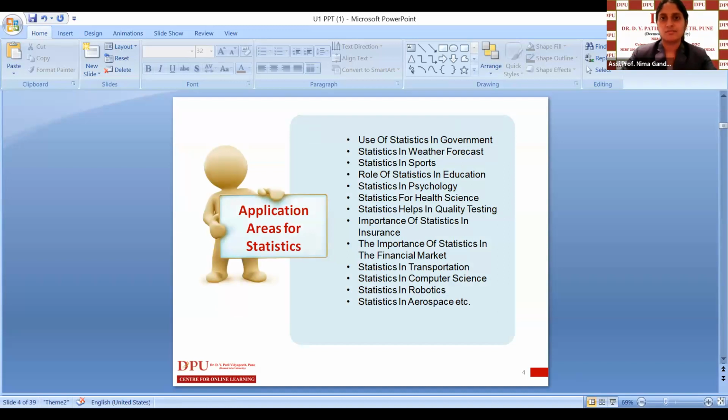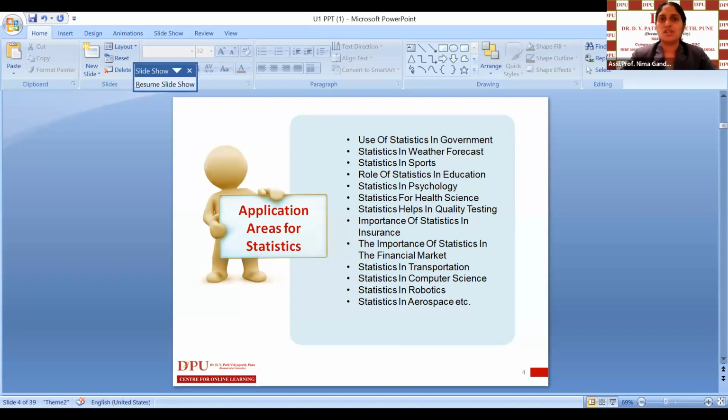Yes. Use of statistics in government, weather forecast, in sports also. When you see cricket also, they show statistics. Role of statistics in education, psychology, health science, quality testing, in insurance also. So if you go through this, you will come to know that in each and every area we use statistics. Okay.